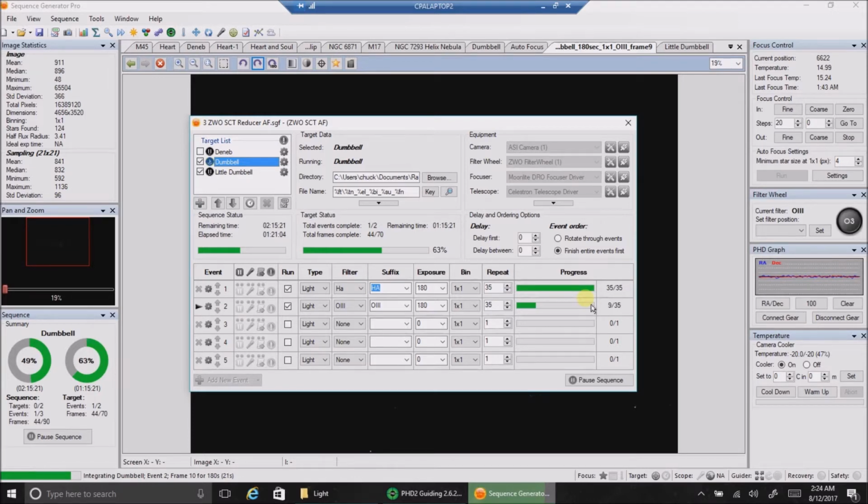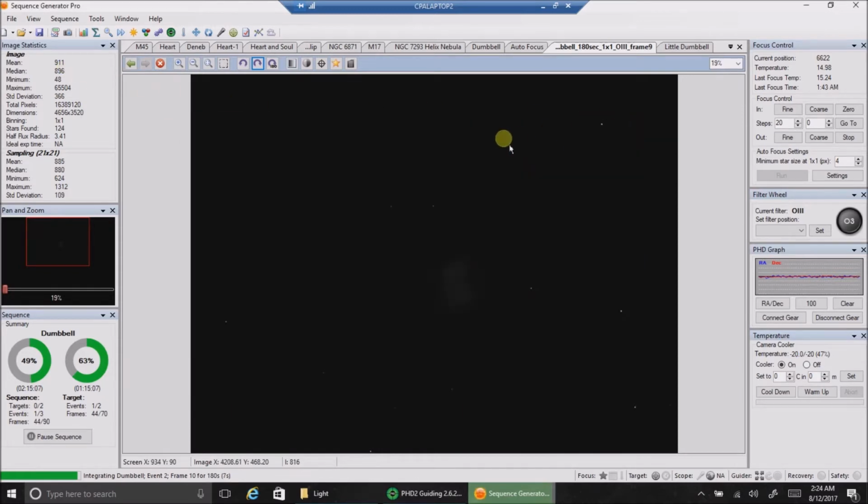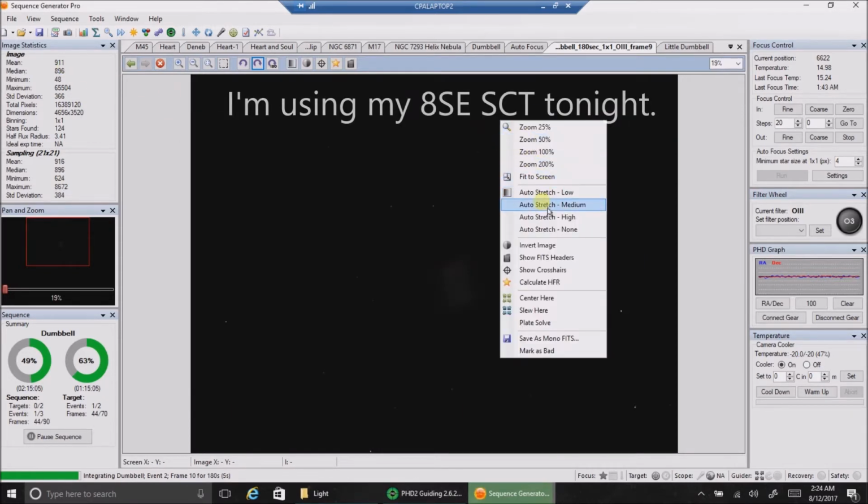And right now, I've already captured 35 frames of HA, and I'm on the oxygen right now. I've done 9 out of 35 for that. The mean readout, 9.11. And let's take a look at a single raw image.